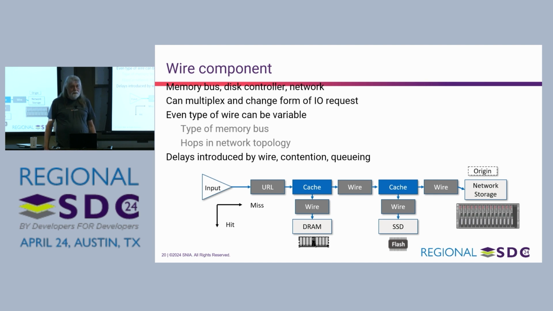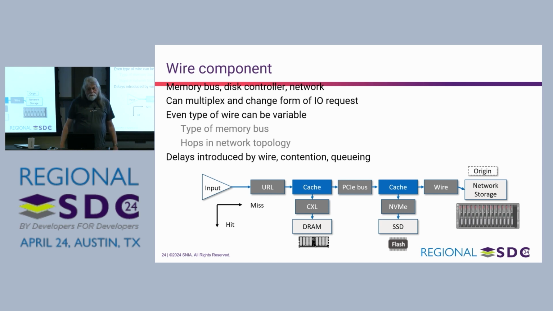So the simulations can work far faster than they would in real time. In this case, we could have something like a URL here, and we could have RAM bus or DDR to connect our DRAM, or potentially even CXL, something like a PCIe bus between the two different caches, and NVMe here, and something like iSCSI or S3 to go out to our final storage.